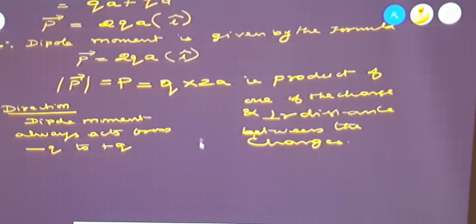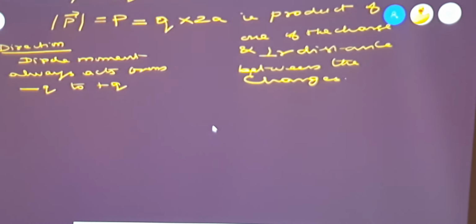Then what about its SI unit? Let us write again. The SI unit is coulomb meter, not centimeter. It is written as coulomb, a space, and then you write the meter.